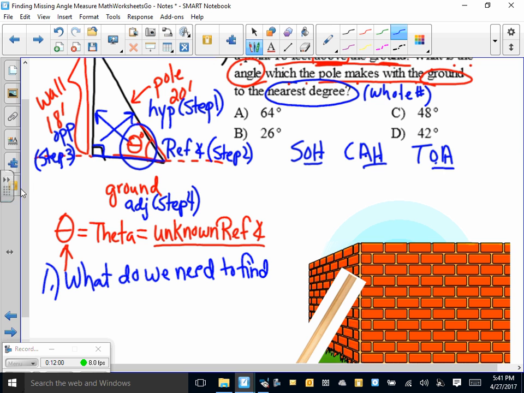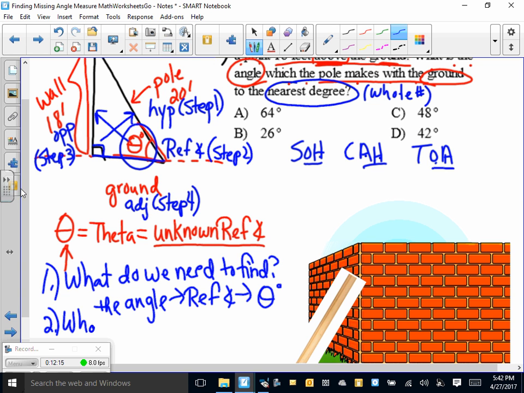So, in this particular problem, they want us to find the angle, which in this case is the reference angle, which is theta. What info, which is numbers, are we given?